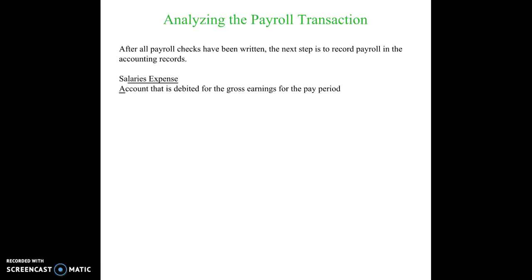Analyzing the payroll transaction, let's take a look at that first. After all payroll checks have been written, the next step is to record the payroll in the accounting records. We do this by debiting an account called salaries expense. The salaries expense account is debited for the gross earnings for that particular pay period.